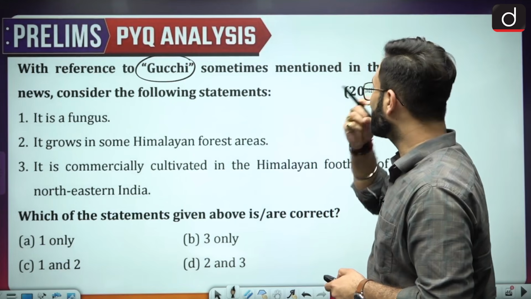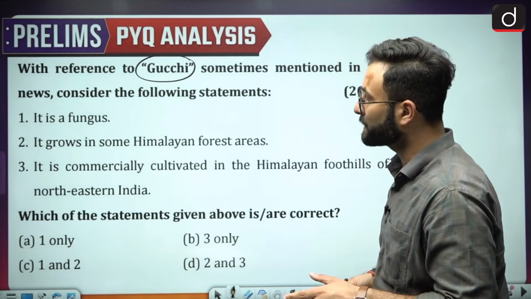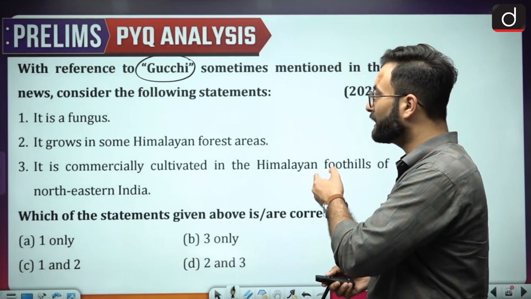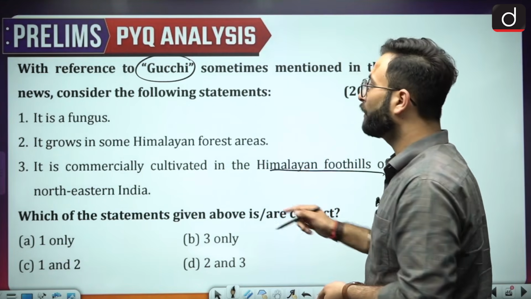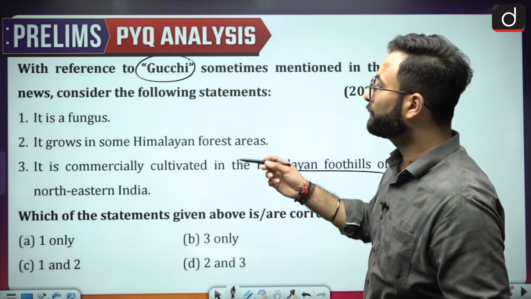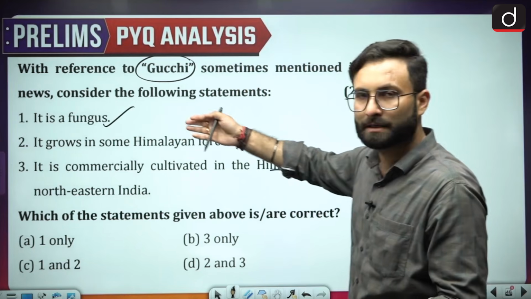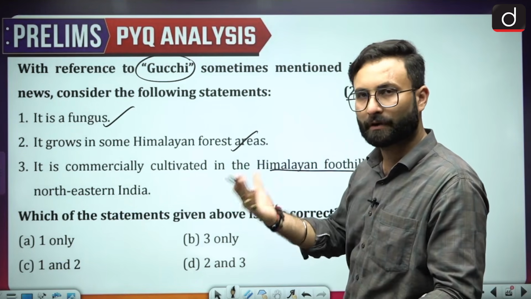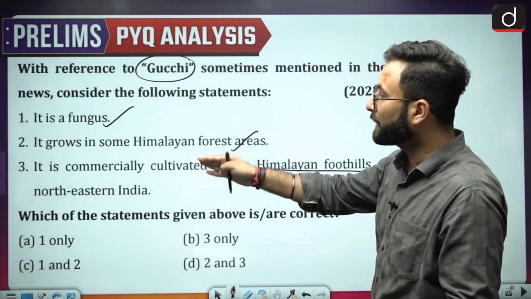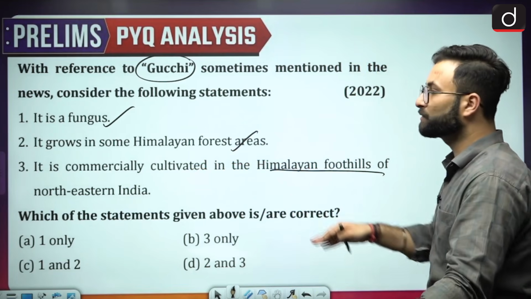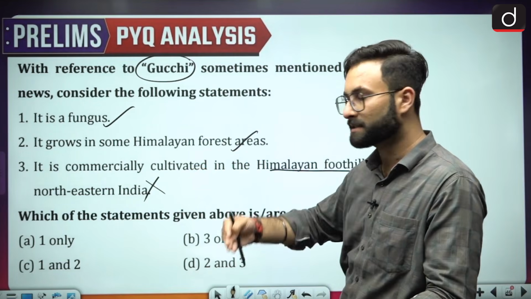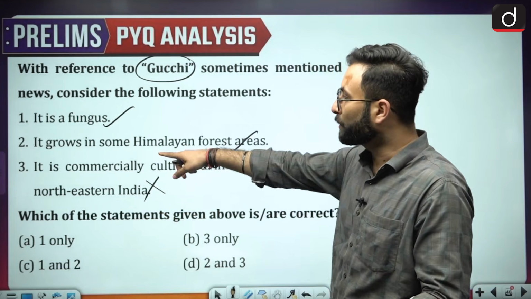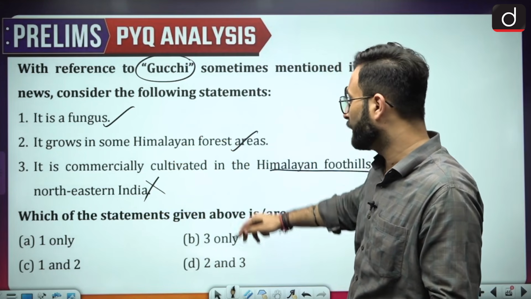Sometimes mentioned in the news, consider the following statements. It is a fungus. It is grown in the Himalayas forest area, and it is commercially cultivated in the Himalayan foothills of northeastern India. Now, statement 1 is fine. The second is also good, because I already told you that it is found in the Himachal areas. Coming to the third one, commercially cultivated in the Himalayan foothills of northeastern India. This is not the area, because I told you that it is found in the areas of Himachal and Uttarakhand. So statement 3 is wrong here.